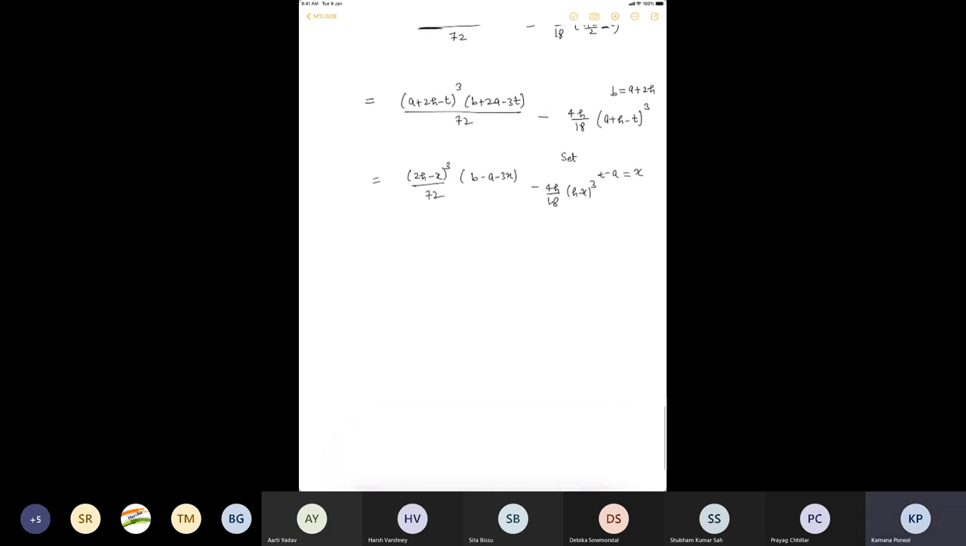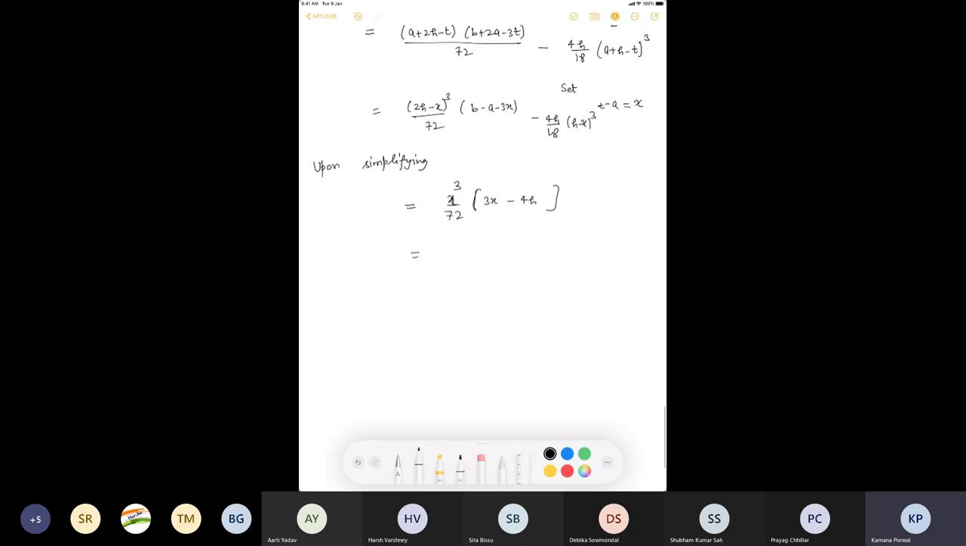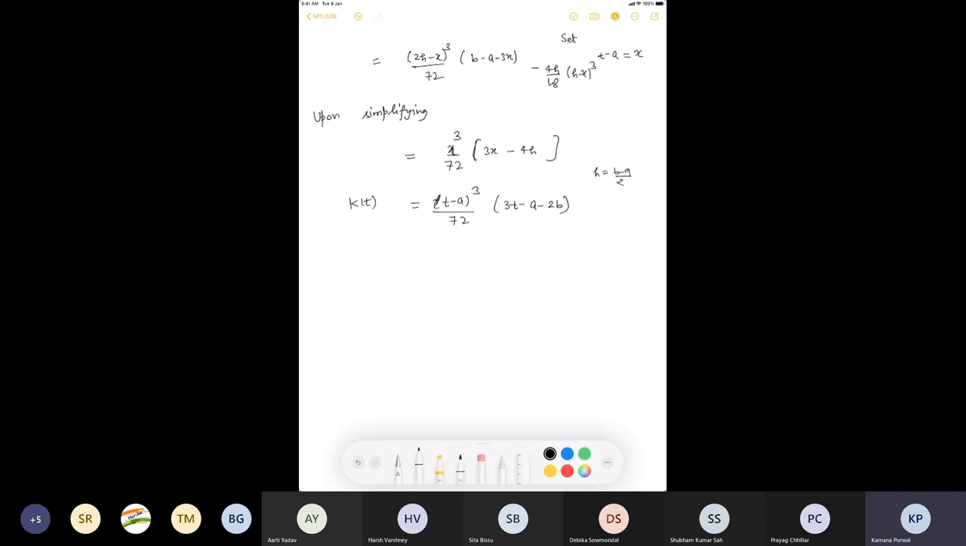Now you can open the cubes here and simplify it. So I'm directly going to write it. So we will get it as 1 by 72 times (3x raised to power 4 minus 4hx cube). Or basically I can keep the factor x cube outside. So this is going to be x cube times (3x minus 4h), and x is nothing but t minus a. So this is going to be (t minus a) whole cube divided by 72, (3t minus a minus 2b), okay? So everything I've used again here, h is equal to (b minus a) by 2, right? So to bring everything in terms of a and b. So this is what we get as kt. Okay, so we have got the expression for the KT.